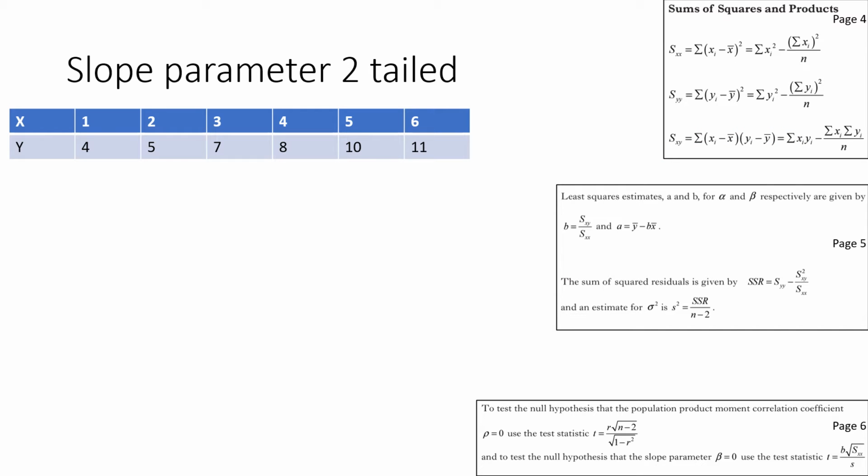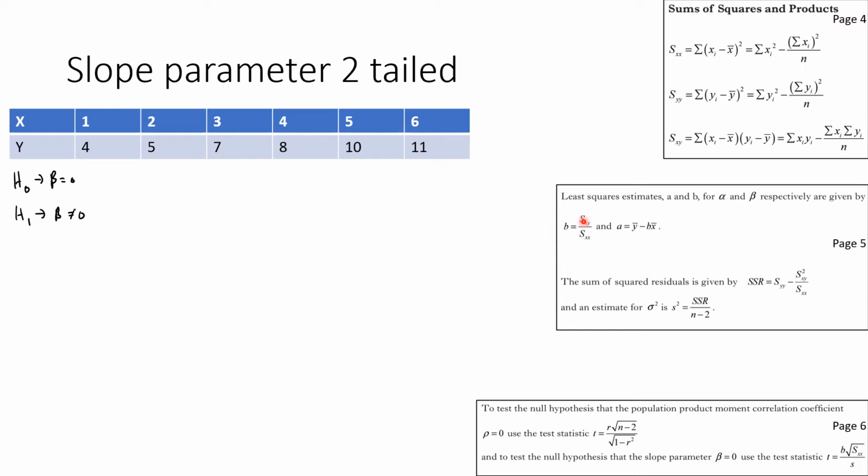Now let's move on to an example of a slope parameter two-tailed test. So the first thing we have to do is write our hypothesis, which would be H naught is beta equaling 0, and H1 is beta does not equal 0. Now, we need to use this formula here. T is equal to b times the square root of S double x over s.